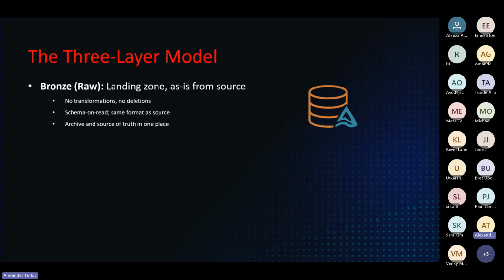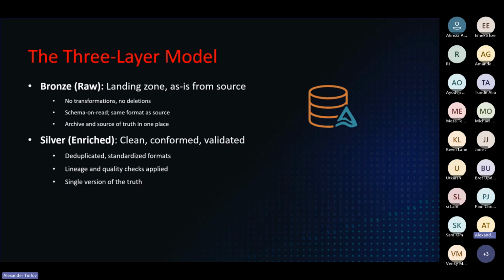We have a bronze color assigned to it, right? Now, the next layer we call silver or enriched. This is what happens with data after we execute the cleaning and make it conform to known schemas, and we validate all the missing parts of this data. So we make sure that it has a usable presentation. And this is the very first layer that we can start querying, and we call it the single version of truth.